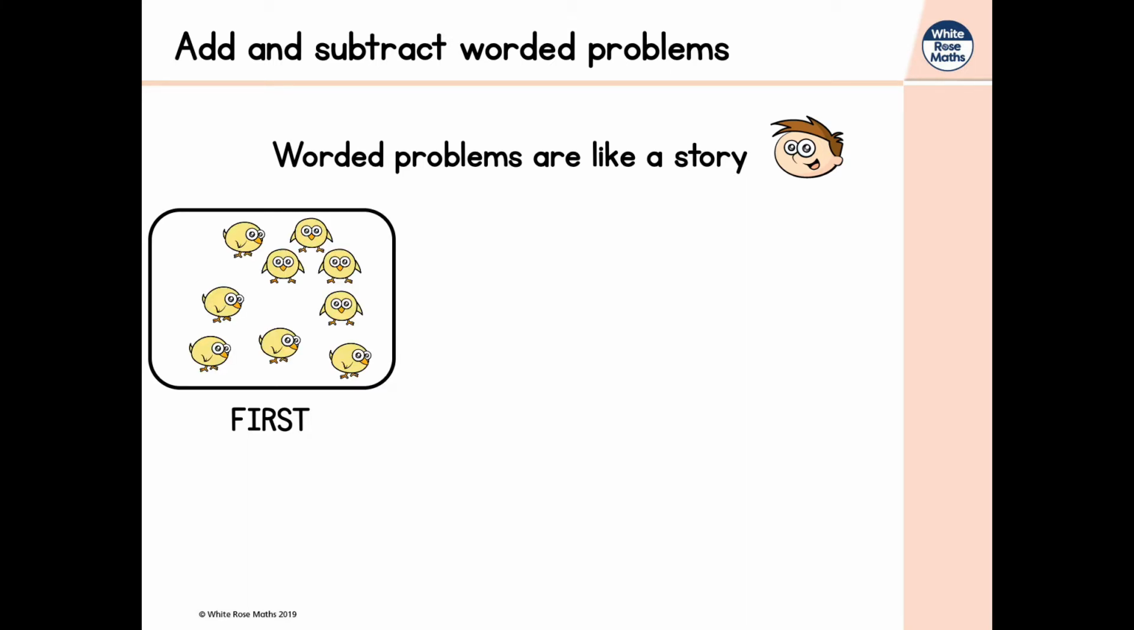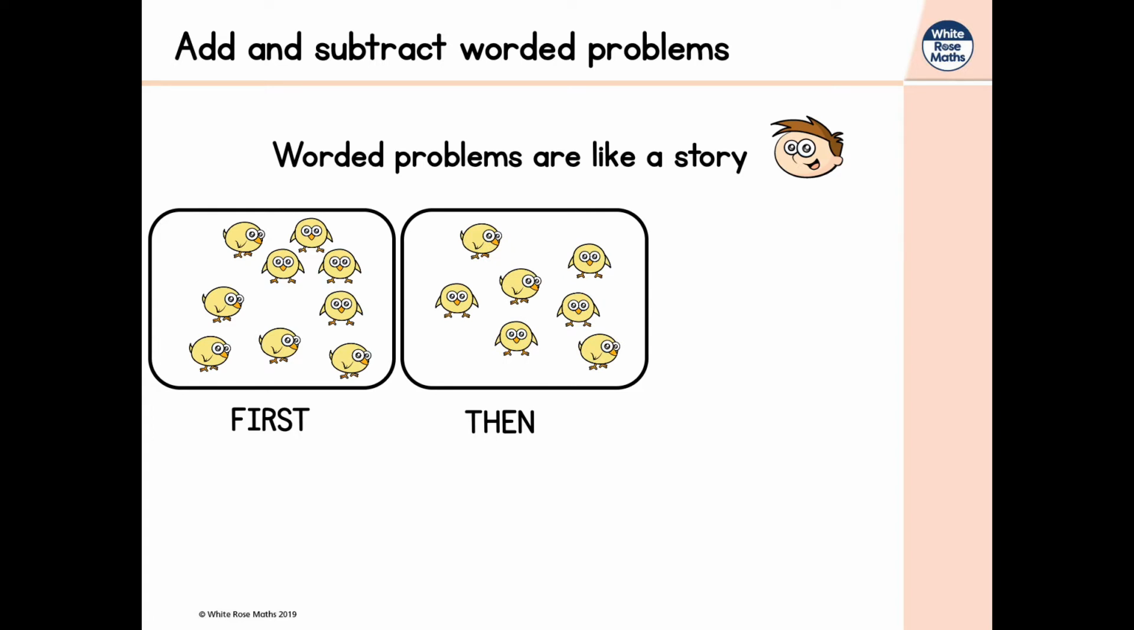Oh, look at the baby chicks. First, there were some eggs that hatched. How many chicks are there? 1, 2, 3, 4, 5, 6, 7, 8, 9. 9 baby chicks. Then, the next morning, some more baby chicks hatched. How many are there? 1, 2, 3, 4, 5, 6, 7.